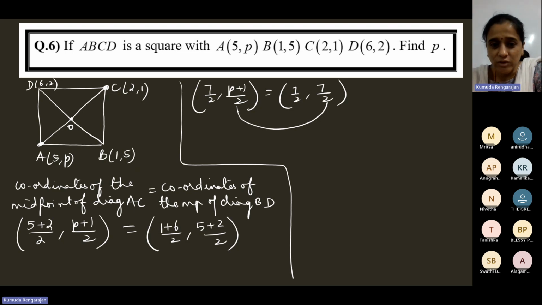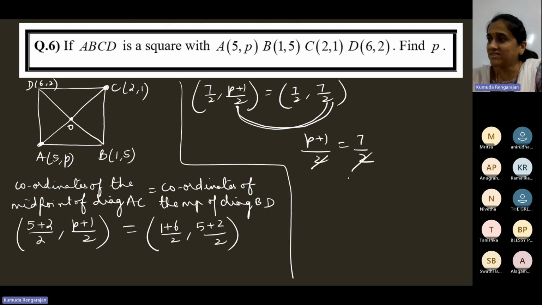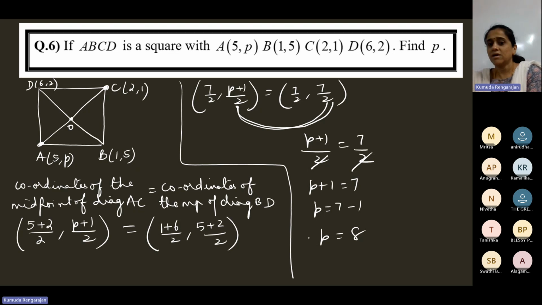So here the y coordinate is equal to the y coordinate, right? Okay. So (p plus 1) by 2 is equal to 7 by 2. 2 on either side gets cancelled. So p plus 1 is equal to 7. P is equal to 7 minus 1. Sorry, yeah, 6. All right. So the value of p is 6.